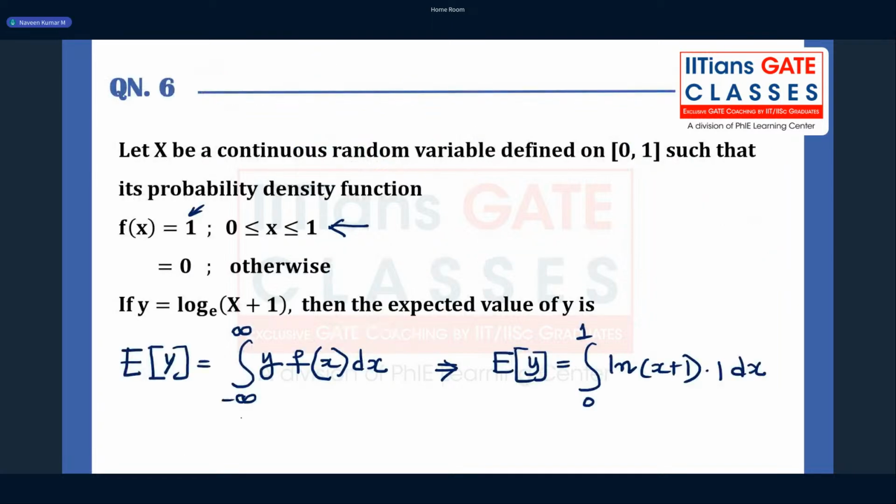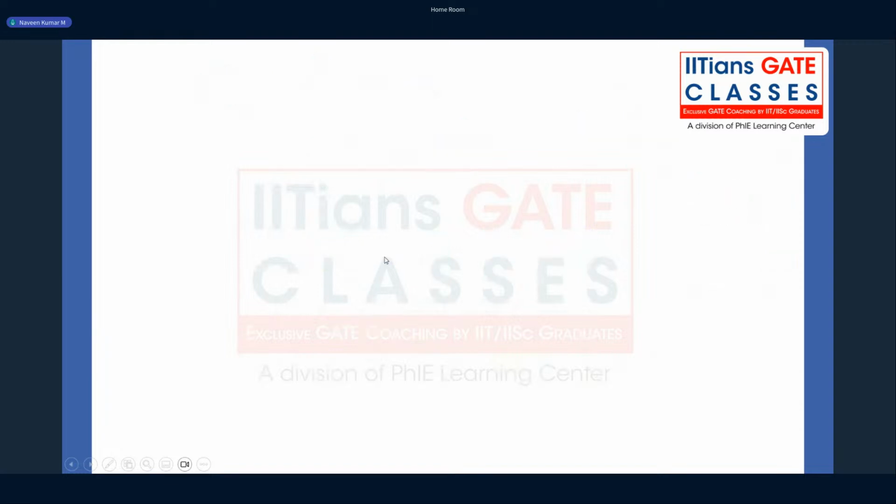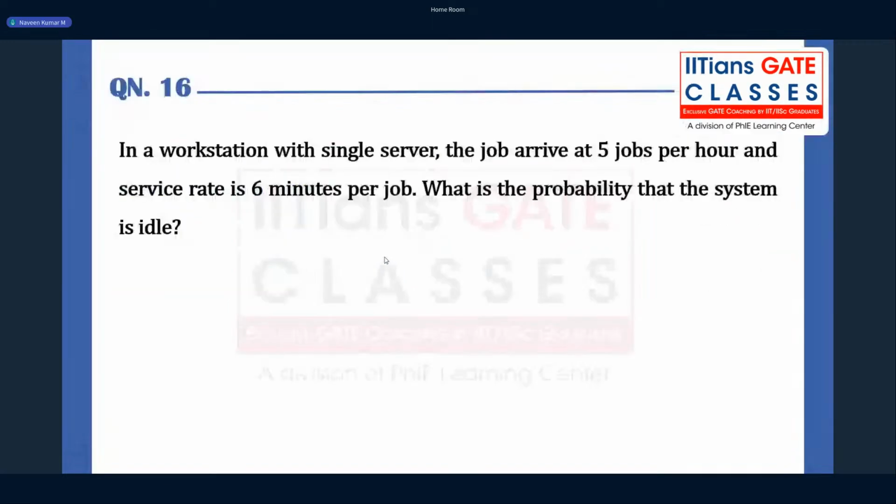It's a very simple question again. Simple basic mathematics. People will be able to easily solve this question and go ahead. Okay. That's it. Next is core subject.